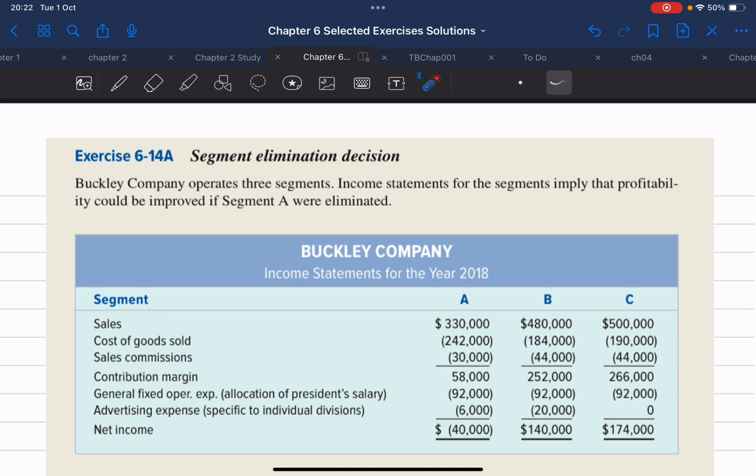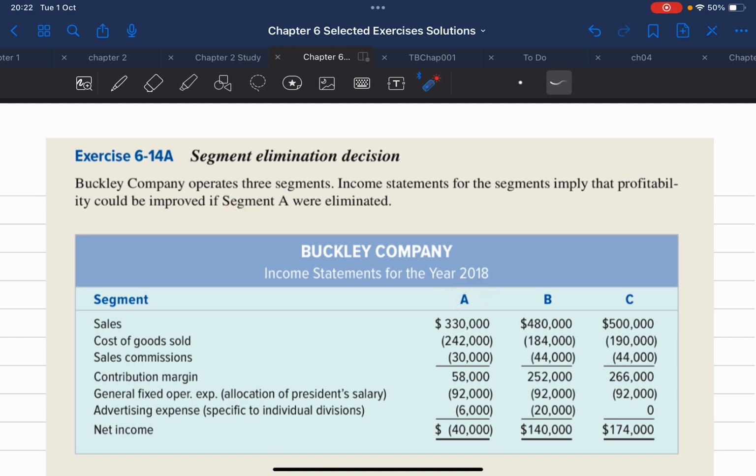As we covered in class, companies typically segment their processes over multiple segments, whether that was different product lines, different divisions, or whatever that might be. So let's see the situation we have here with this company. It says Buckley Company operates 3 segments. Income statements for the segments imply that profitability could be improved if segment A were eliminated.